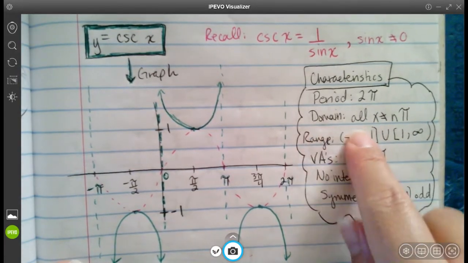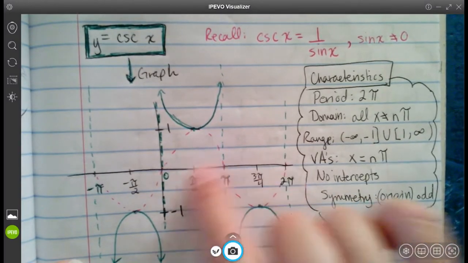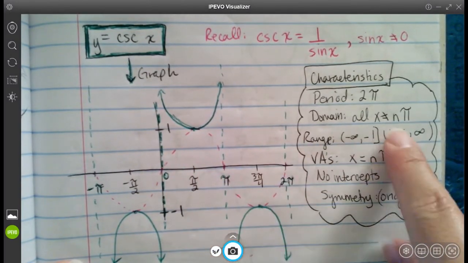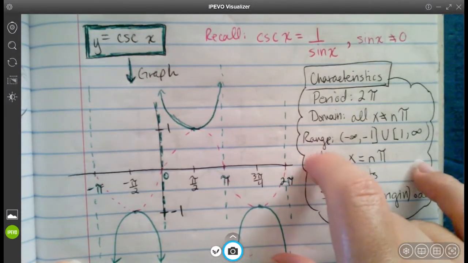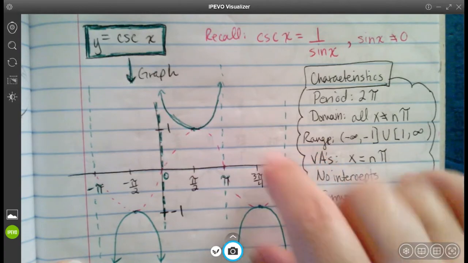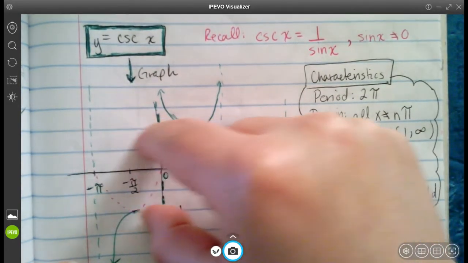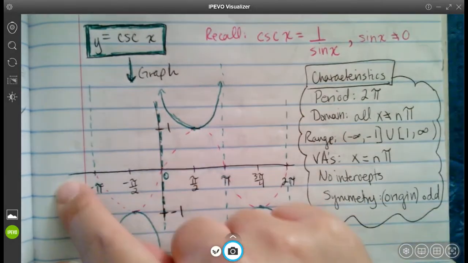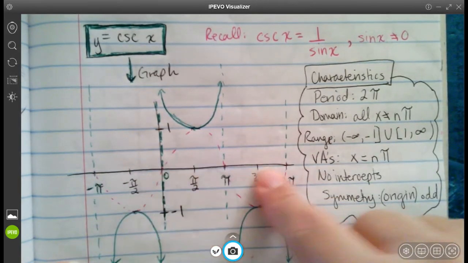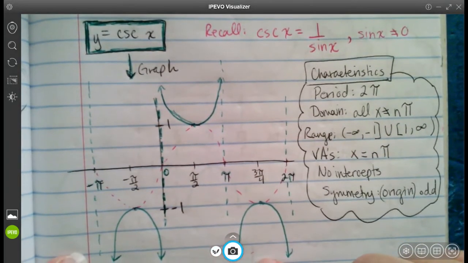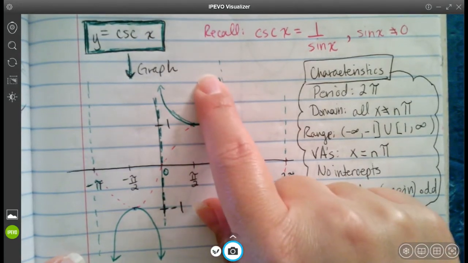The domain is everything except where we have x-intercepts on sine, so 0, pi, 2 pi, basically any multiple of pi. The range is going to be everything except what's between -1 and 1. So if you notice, there's a big gap here in the middle. That's because that is where sine was originally located, and since we're flipping this, we have nothing in there. So it's everything from -infinity all the way to -1, and then from 1 to infinity.